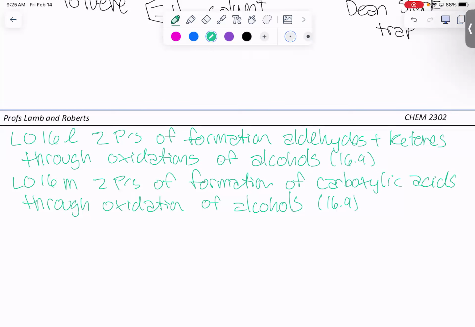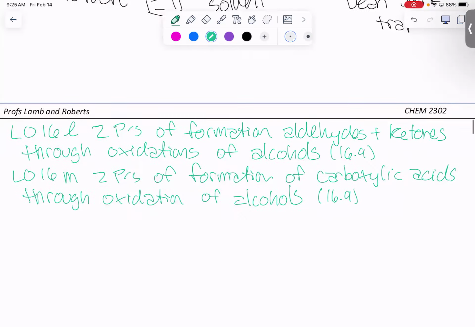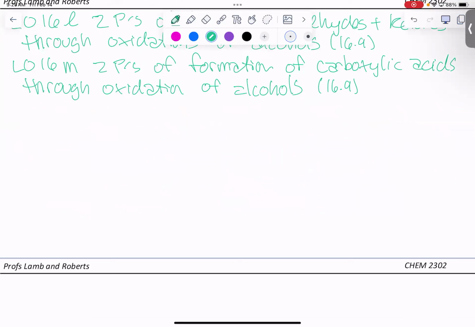Before, I said an aldehyde and a ketone had a carbon-oxygen double bond, two bonds to oxygen. Carboxylic acids are a higher oxidation state; they now have three bonds from carbon to oxygen. All right, so let's see what this looks like.